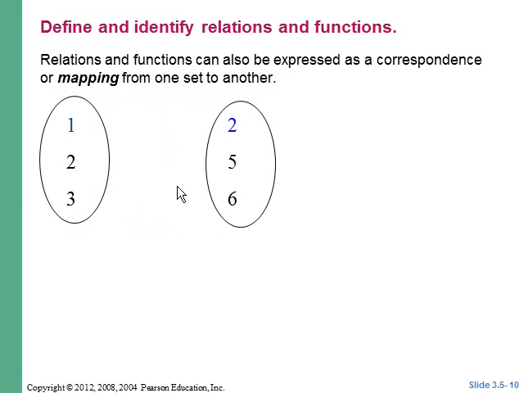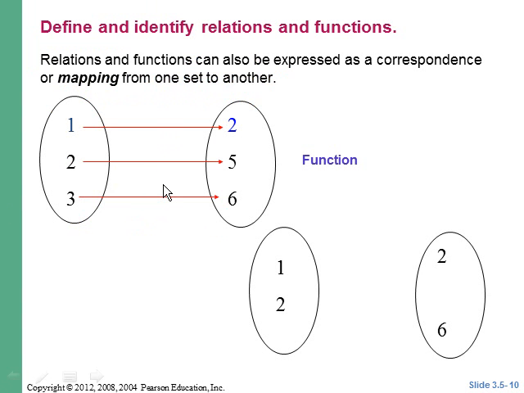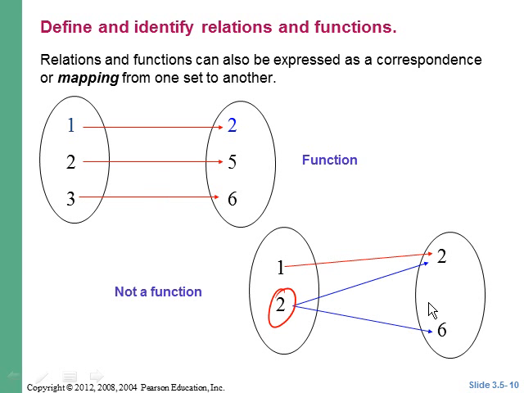Now, a relation and an expression can also be mapped. So, for example, 1 matches 2, 2 matches 5, 3 matches 6. That would be a function. If you look here, 1 matches 2, 2 matches 2, but 2 also matches 6? No, for each first element, there's only one second element. So this would not be a function.